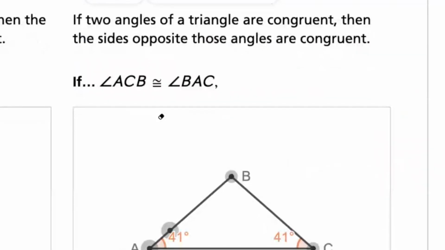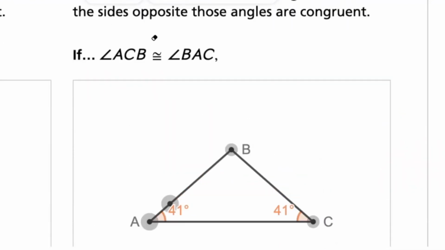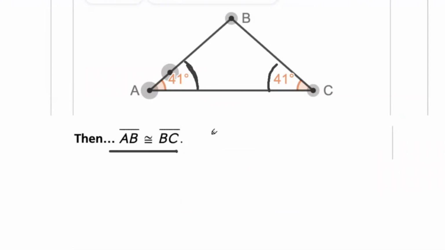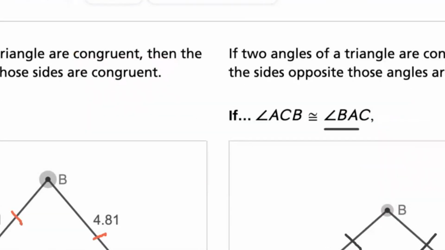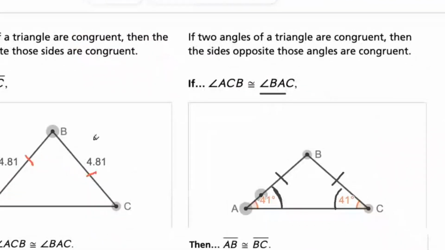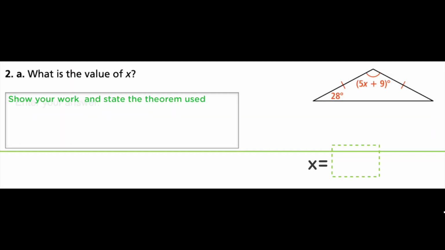The converse is if the angles are congruent, then the sides are also congruent. If angle ACB, which is this angle, can you see it's 41 degrees, is congruent to BAC. BAC is this angle, 41 degrees, same size. Then the sides opposite to these angles, which are this side and this side, are congruent. This is a theorem in an isosceles triangle. So if the sides are congruent, the angles are congruent. If the angles are congruent, the sides are congruent. That means it's an equivalency. Let's clear all.